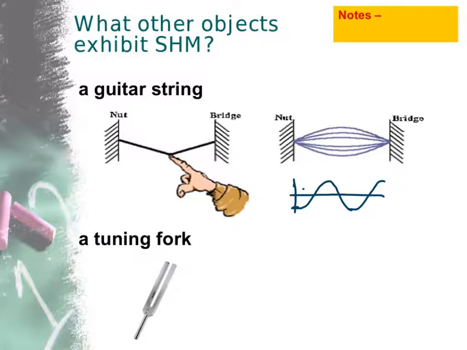Another thing is a tuning fork. A tuning fork, you bang it against something, and then it starts moving back and forth like this. And if you were trying to plot where that position x is as a function of time, guess what you would get again? That's right, you would get a sine or a cosine wave.